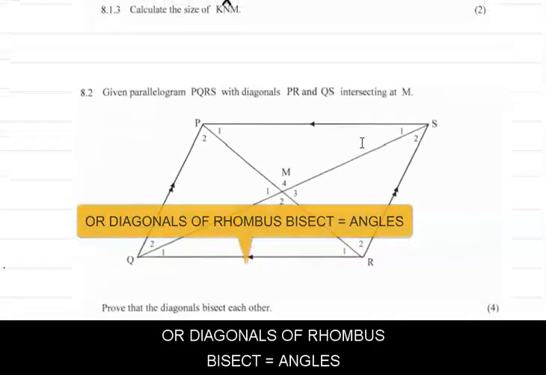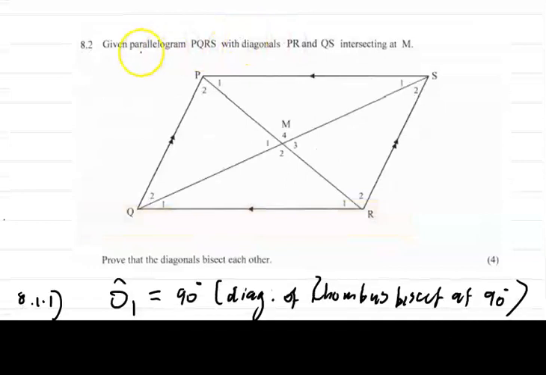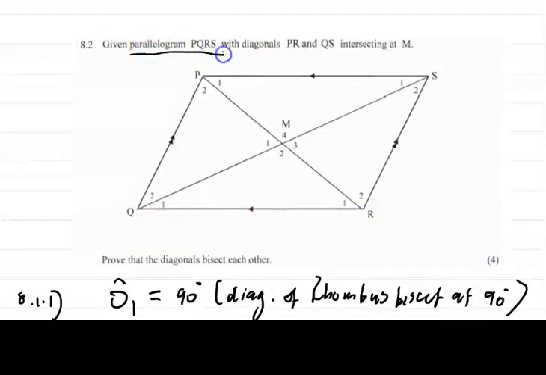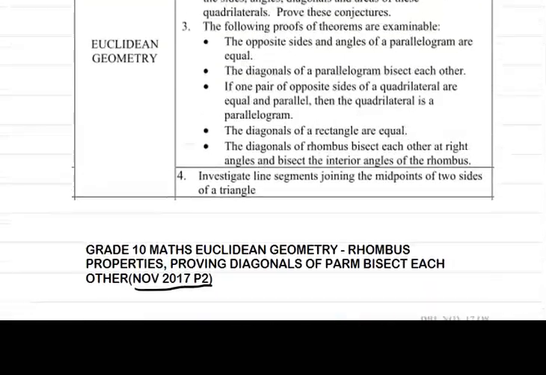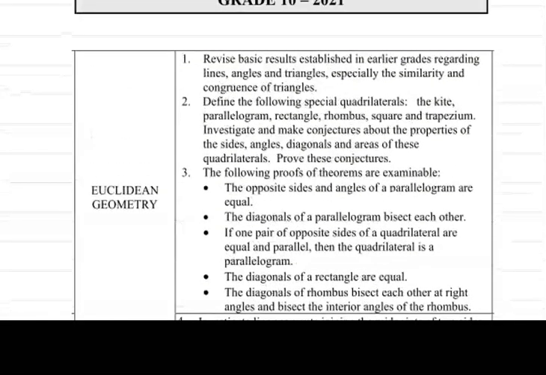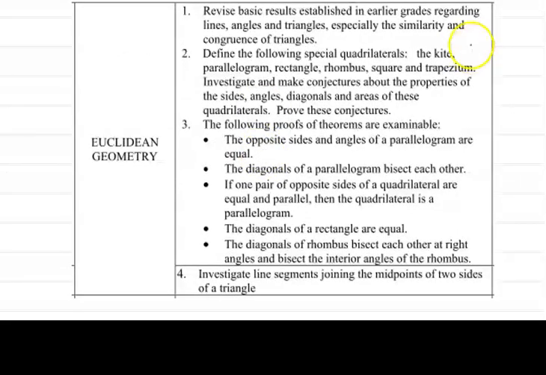Now let's go look at the next question. Given that PQRS is a parallelogram with diagonals PR and QS intersecting at M, they want us to prove that the diagonals bisect each other. Okay, so let us try and prove that the diagonals bisect each other. If you go back to the work schedule, we are actually looking at this: the following proofs and theorems are examinable. So this is like today's lesson, what we're looking at, right? The opposite sides and angles of a parallelogram are equal.